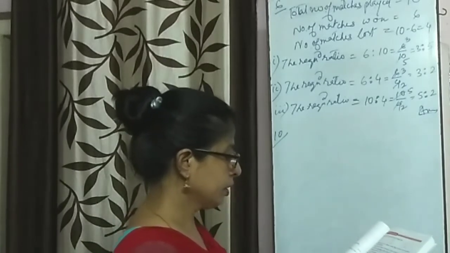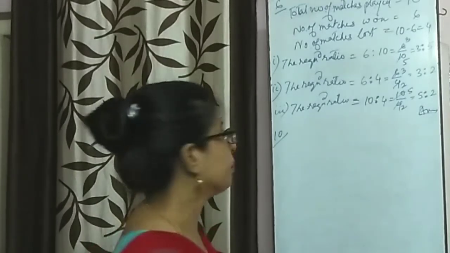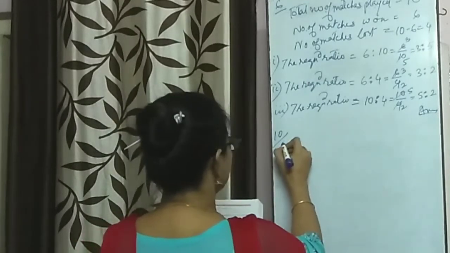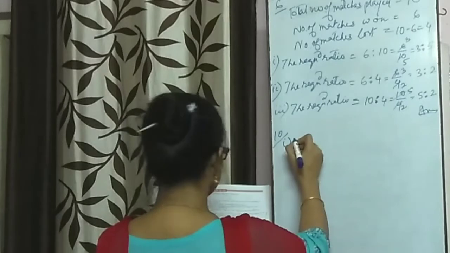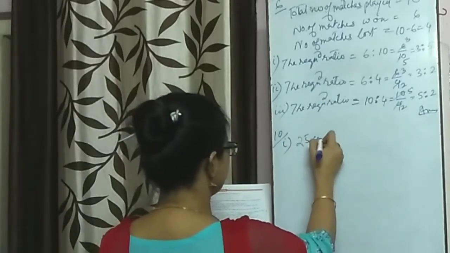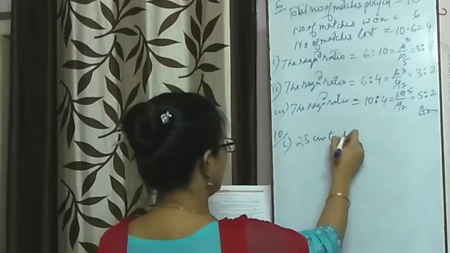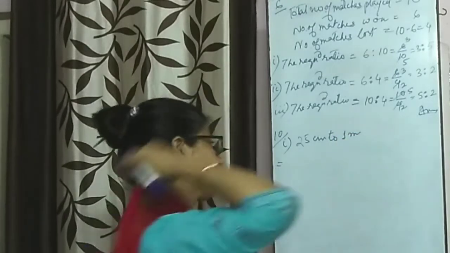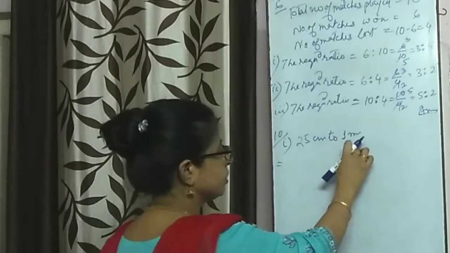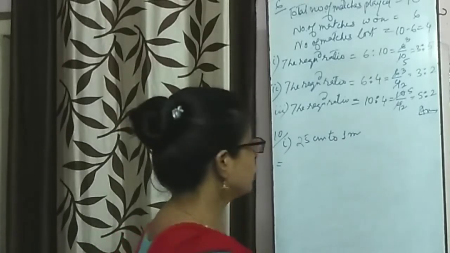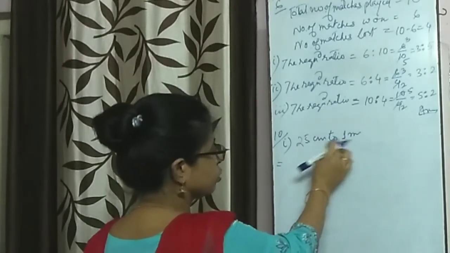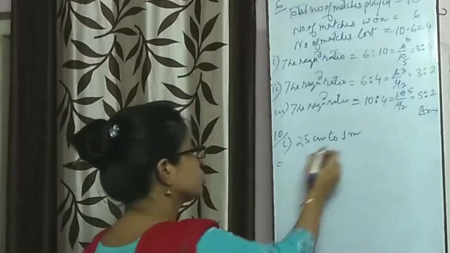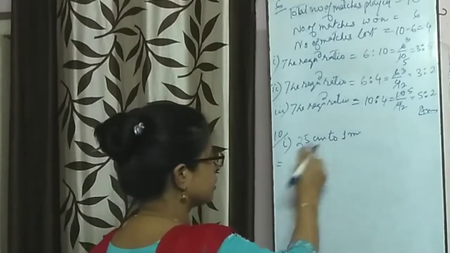You need to find the ratios in the simplest form. Like question number 1, but here we are given some other units. 25 centimeter to 1 meter. How is it to be taken out? Here it's centimeter, here it's meter. So the main thing is what? For getting the ratio, you need to make the quantities with the same unit. So this meter has to be converted into centimeter.